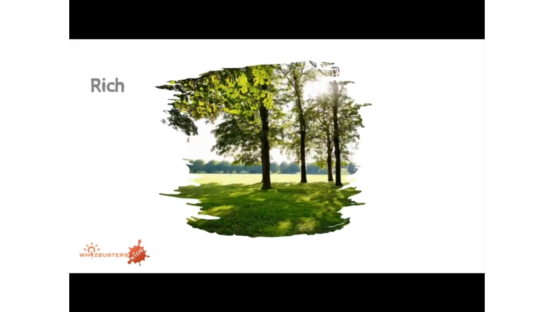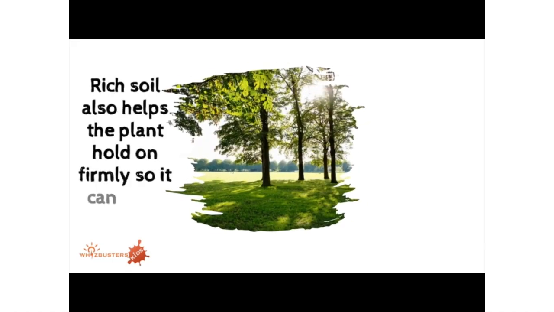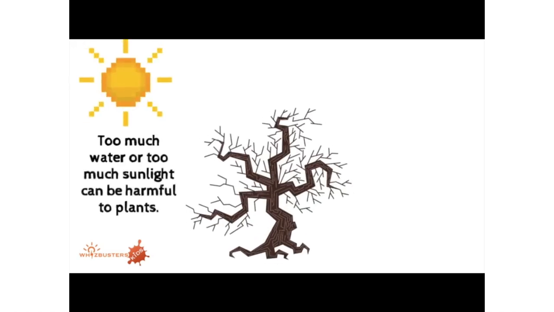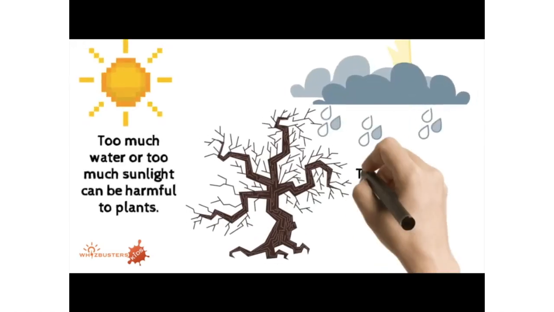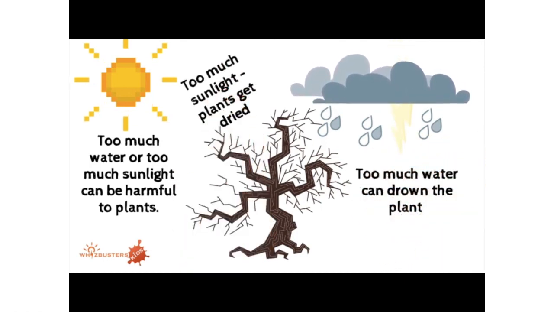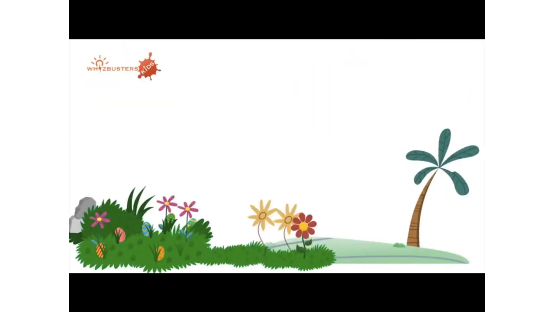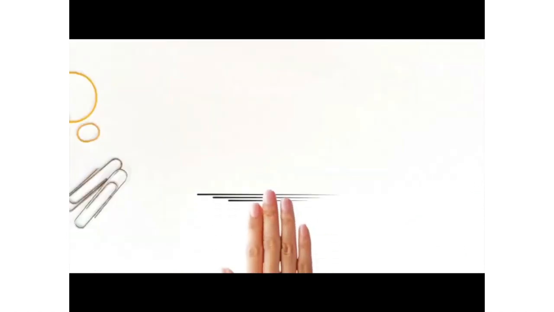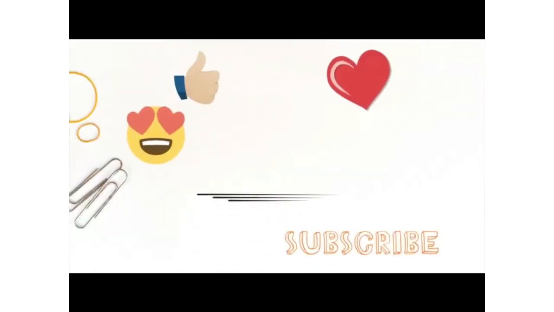Rich soil also helps the plant hold on firmly so it can grow tall. Stored water and nutrients in the soil are transported to the plant through the roots. Too much water or too much sunlight can be harmful to plants. Too much water can drown the plant, and too much sunlight can cause the plants to get dried. So next time you see your uncle or aunt planting in their garden, think about the food the plants need. Like and subscribe for more videos like this.